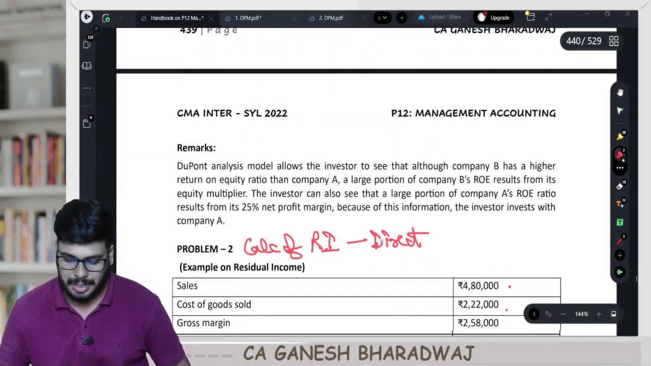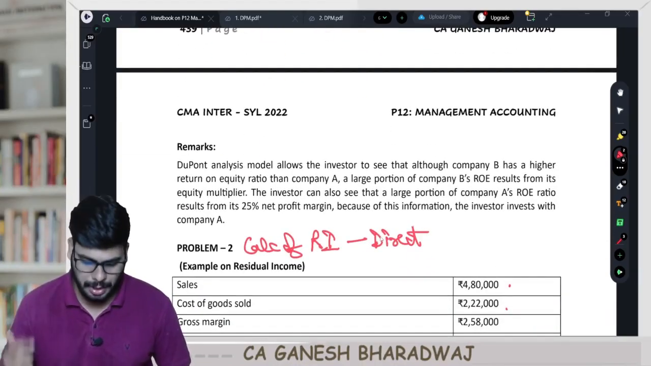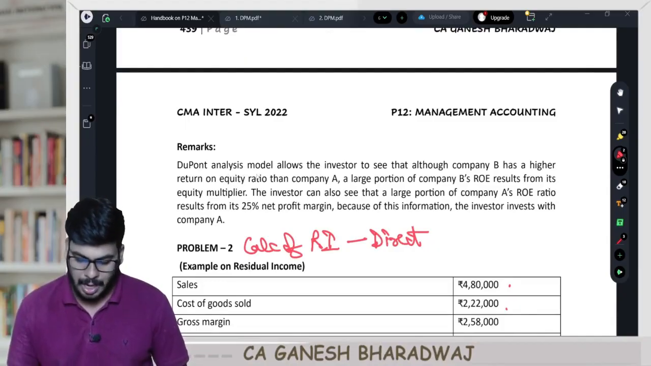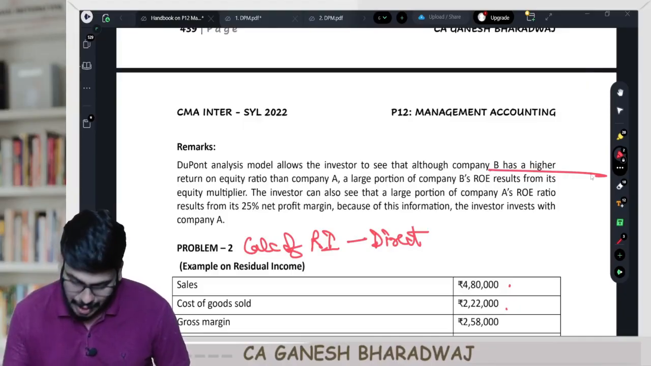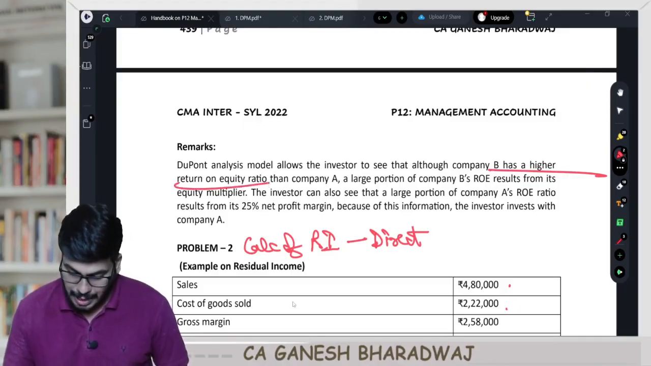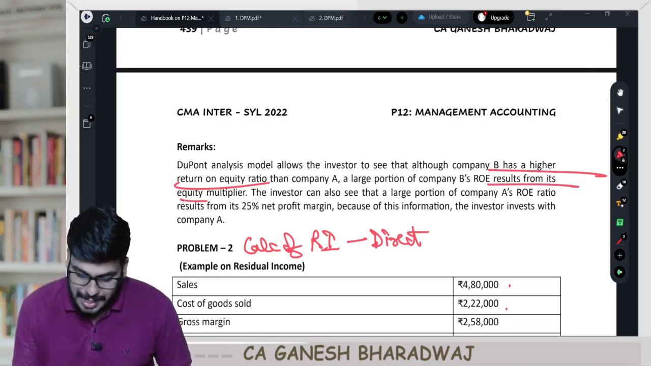Are you clear with this? This is what they have given. All these are study material questions. CMA Institute study material question. The Dupont analysis model allows the investor to see that although company B has higher return on equity ratio than company A, a large portion of company B's return on equity results from its equity multiplier.